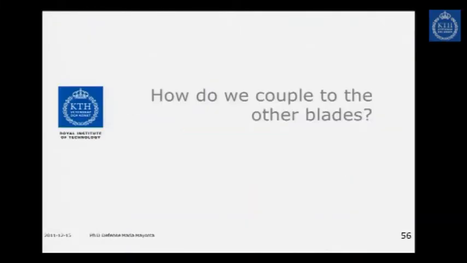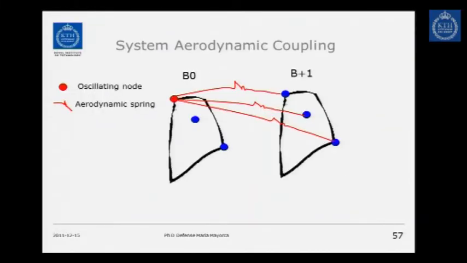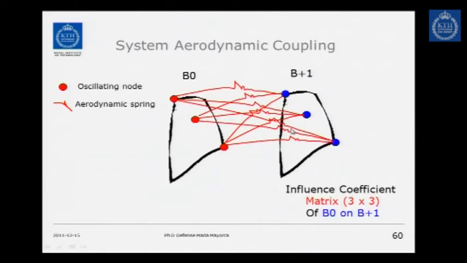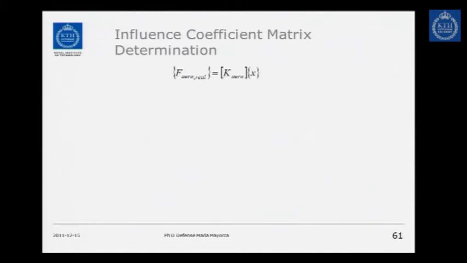So how do we couple the other blades? If I oscillate this node here, it also has an influence on the neighbor blade's nodes. If I oscillate the middle one, the other three springs appear. If I oscillate this one, another three. So again, I can produce a 3 by 3 influence coefficient matrix, which is the influence of blade 0 on the neighbor blade. I call these springs, or these matrices, the aerodynamic stiffness and the aerodynamic damping matrix in the influence coefficient domain.